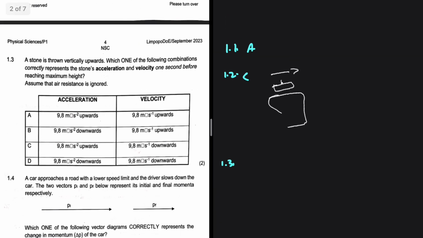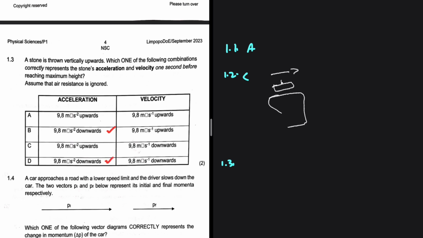1.3. A stone is thrown vertically upwards. Which one of the following combinations correctly represents the stone's acceleration and velocity 1 second before reaching maximum height? Assume that air resistance is ignored. Usually, we are interested in maximum height, but now we are interested in 1 second before the maximum height. Before I even look at the options, I know that the acceleration is 9.8 meters per second squared downwards. That is not up for negotiation. So option B and option D are the only two options I'm looking at.